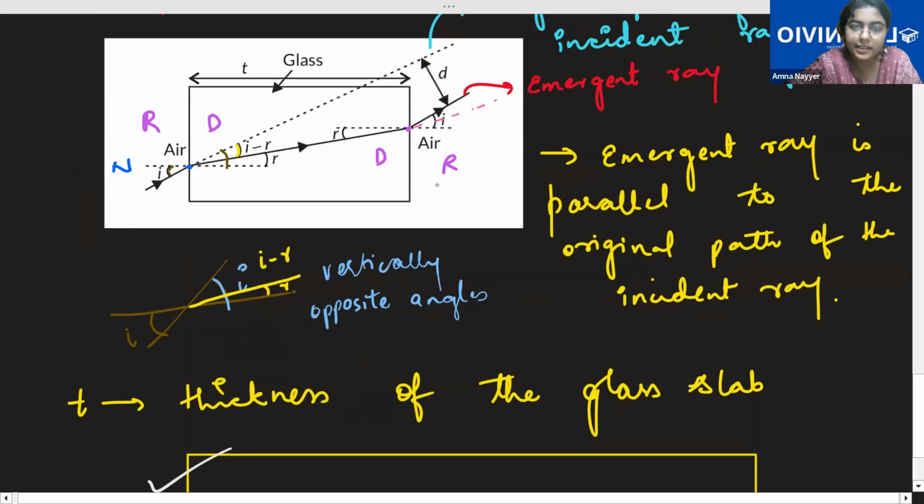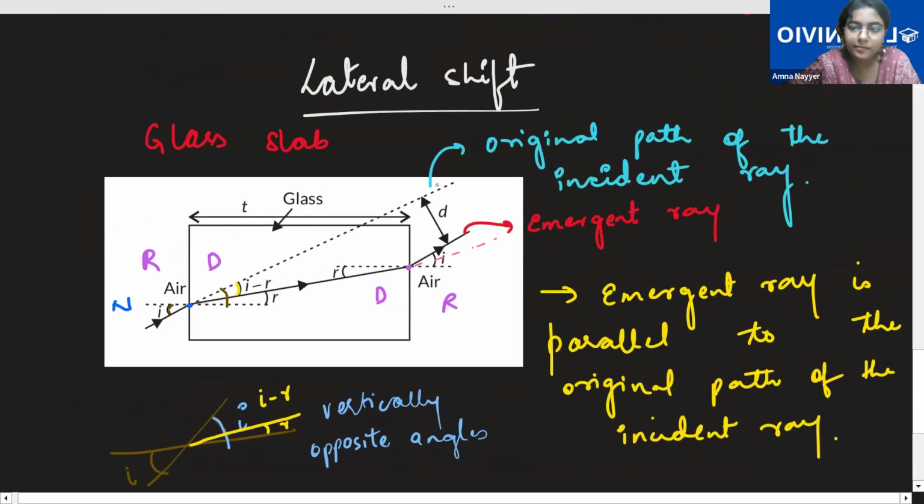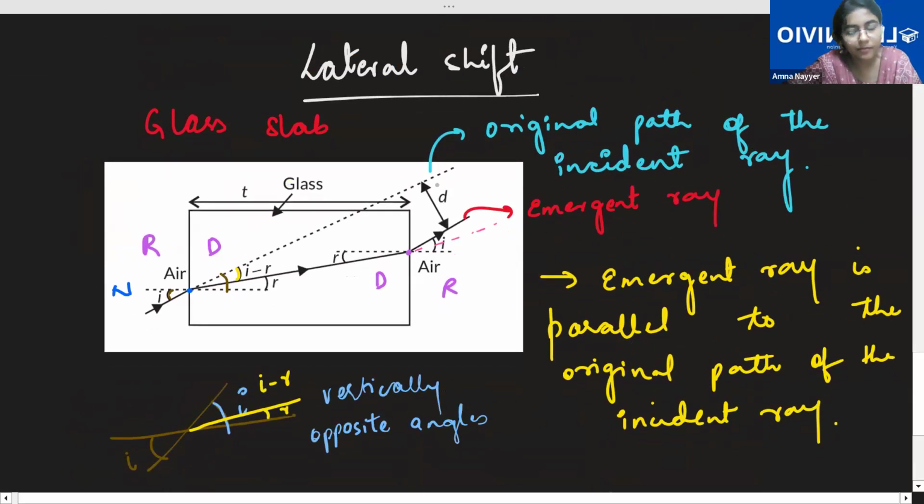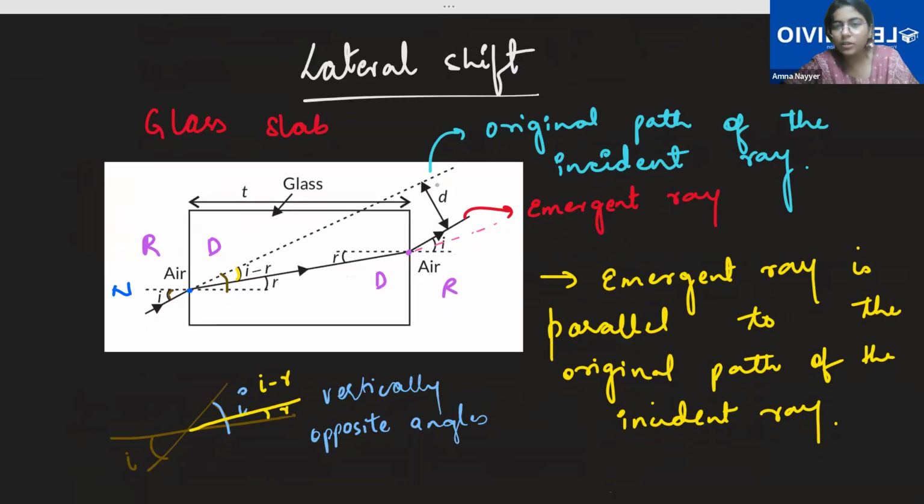Okay, is this clear till here? Yes, ma'am. All right. Write it. If there's any doubt on this whole topic, let me know. Then I'll start with total internal reflection. Okay, ma'am.